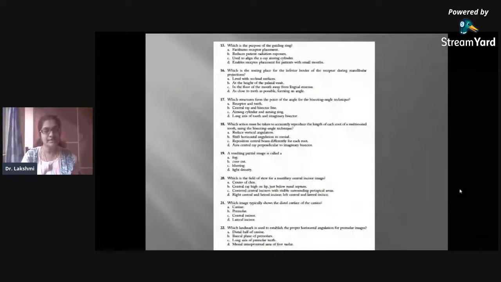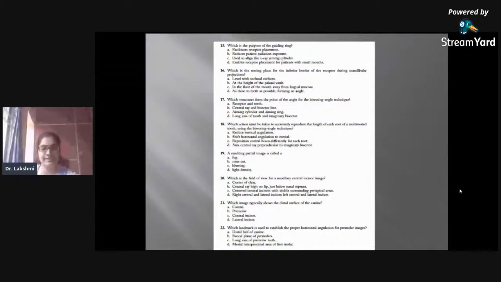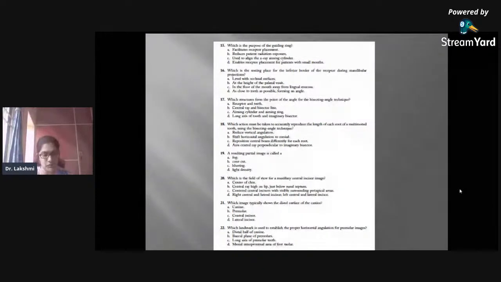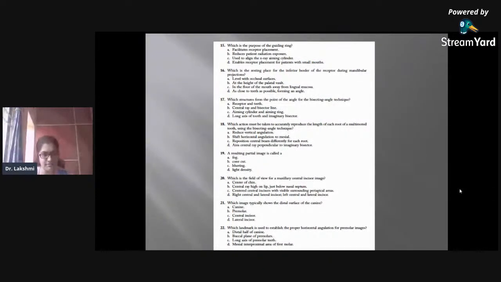19th question, a resulting partial image is called as a B, cone cut. 20th question, which is the field of view for a maxillary central incisor image? That is C, centralized central incisor with visible surrounding periapical areas. Okay, then 21st question, which image typically shows the distal surface of the canine? That is premolar. Okay, so option for 21st question is B.